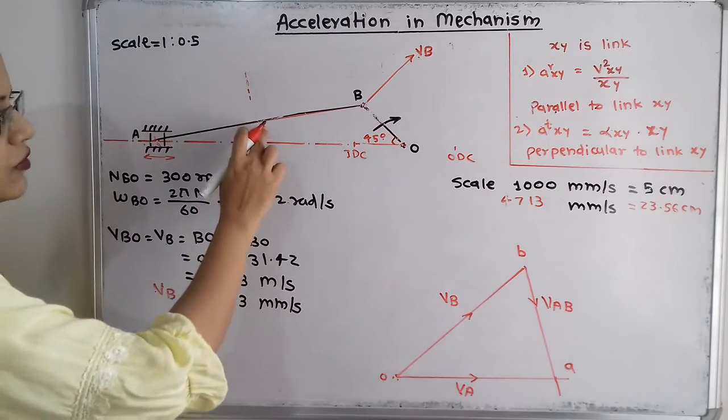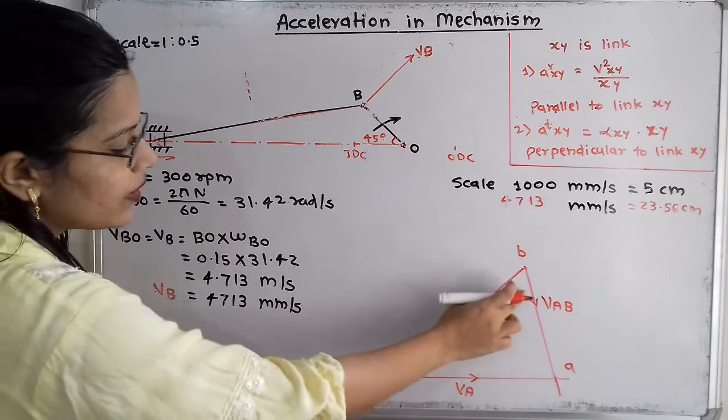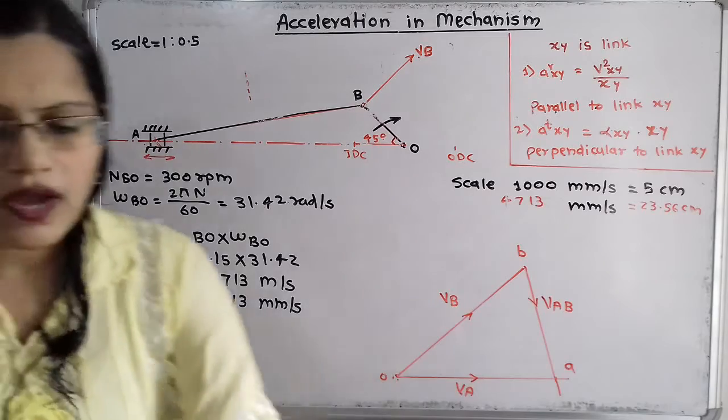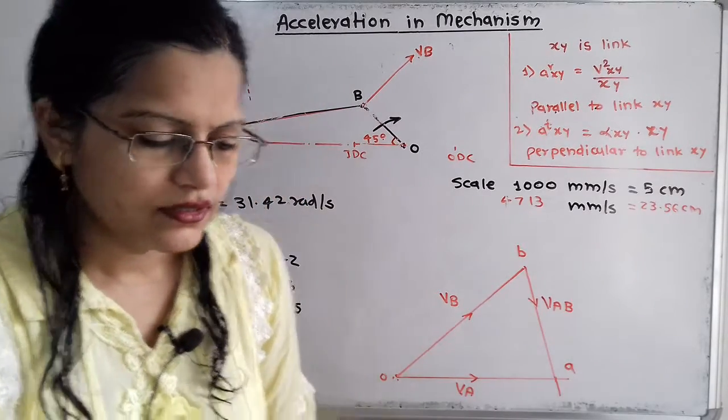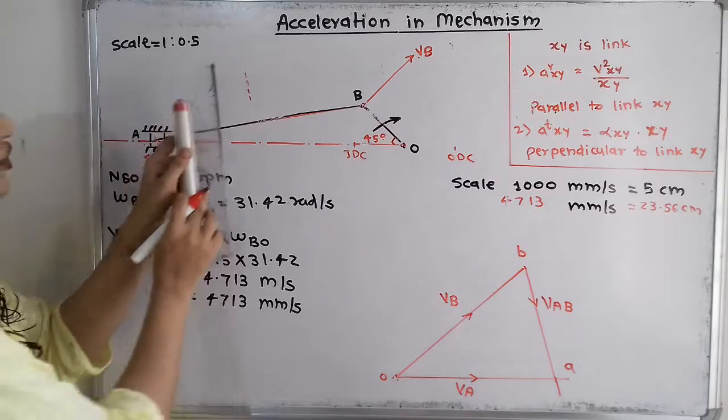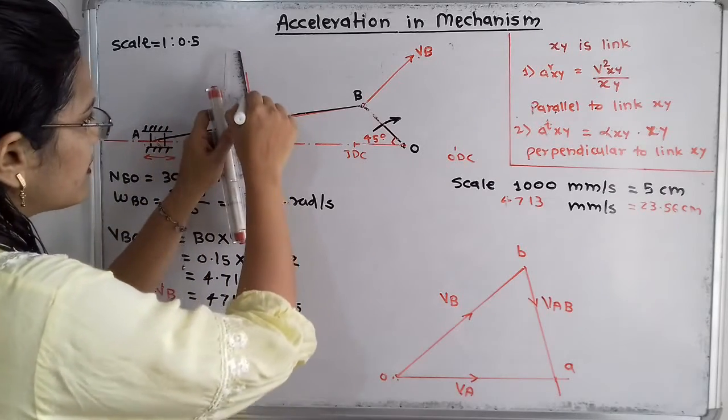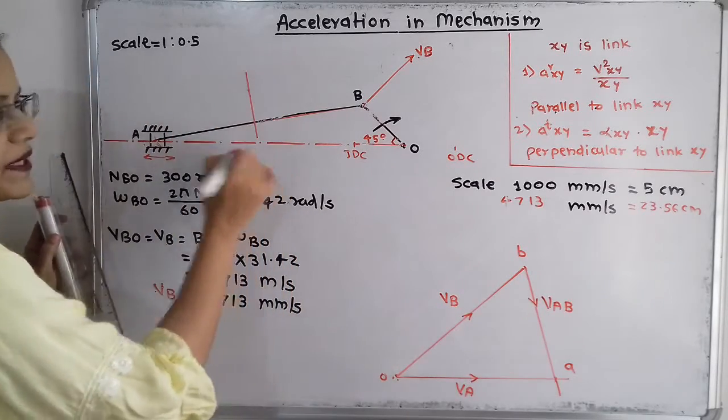So this perpendicular line is facing towards the downward direction. So I will show that. So this is the rough construction, only for the understanding purpose. So this is the perpendicular line.